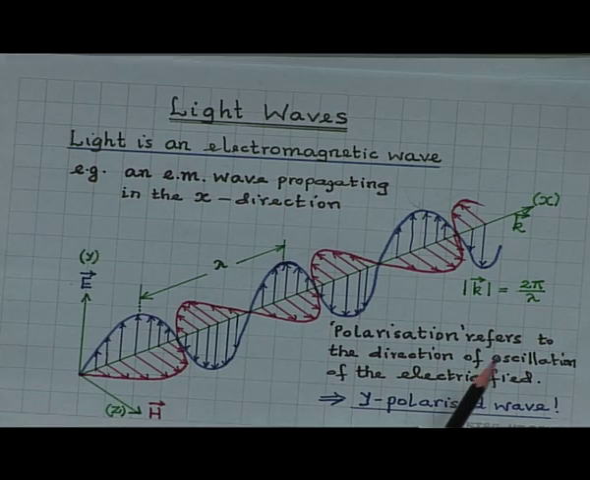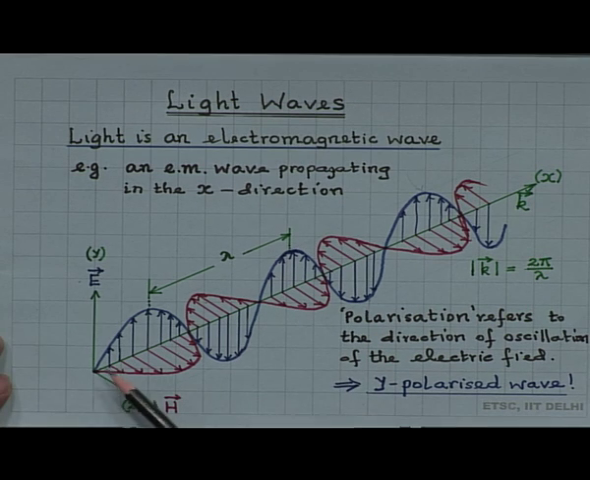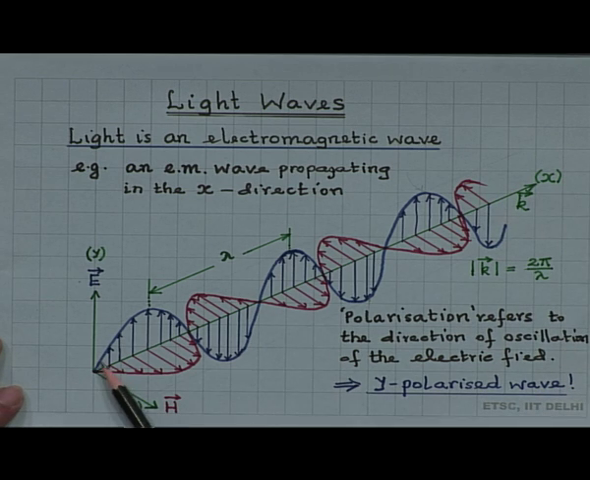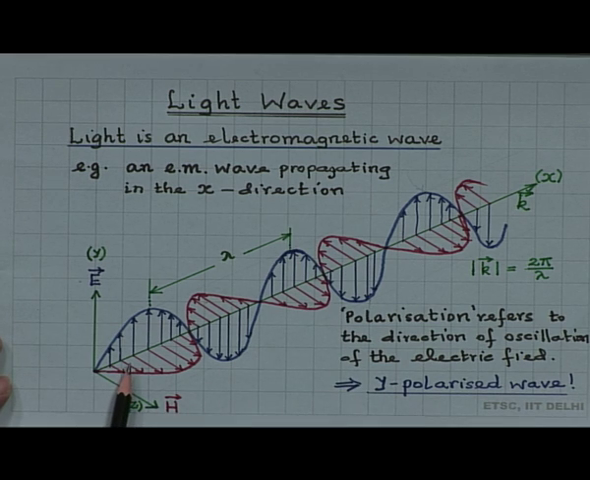Light is an electromagnetic wave. I have shown here an electromagnetic wave propagating in the x direction. The blue colored one shows the variation of the electric field vector along x at any given instant, and the red color shows the variation of the magnetic field vector. The magnetic field vector in this diagram is along the z axis. This is the x axis, this is the y axis, and this is the z axis. The electric field variation is in the y direction.